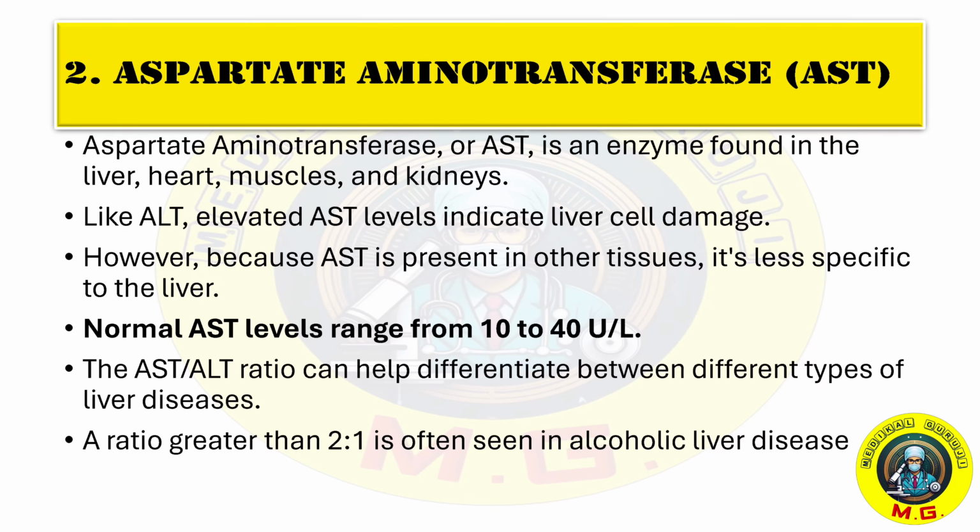Second, aspartate aminotransferase or AST is an enzyme found in the liver, heart, muscles, and kidneys. Like ALT, an elevated AST result indicates liver cell damage. However, because AST is present in other tissues, it is less specific to the liver. Normal AST levels range from 10 to 40 units per liter. The AST to ALT ratio can help differentiate between different types of liver diseases. A ratio greater than 2:1 is often seen in alcoholic liver disease.